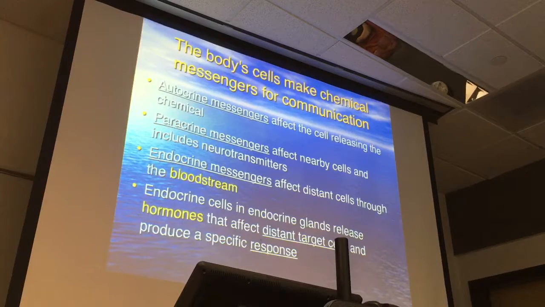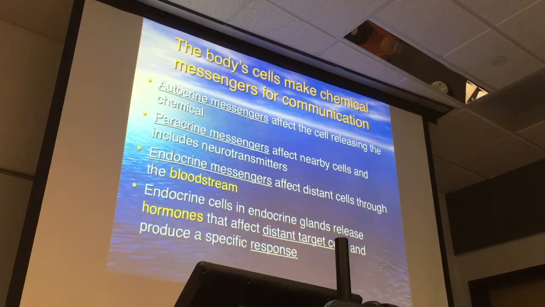Autocrine messengers are where you have a cell release a chemical that affects its own physiology, okay? And the only one we've seen of that is a T4 cell, after it's activated, can release interleukin-2 to stimulate its own division. It's self-stimulating. That's an autocrine messenger. There's not too many of those examples in the human body, okay?